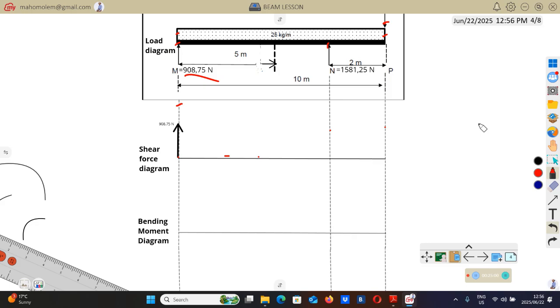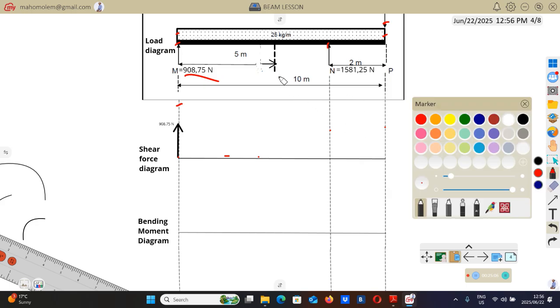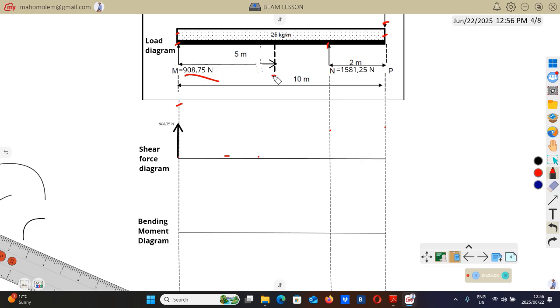As we said, we are going to follow the directions. The point that I was trying to show is that here we don't need the dotted line going down, since here there is no point load.